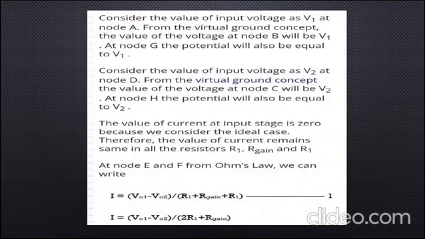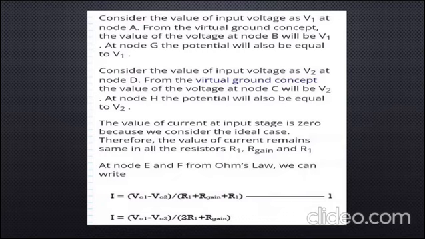Consider the value of input voltage as V2 at node D. From the virtual ground concept, the value of the voltage at node C will be V2. At node H, the potential will also be equal to V2. The value of current at input stage is 0 because we considered the ideal case. Therefore, the value of current remains same in all the resistors R1, R gain and R1.